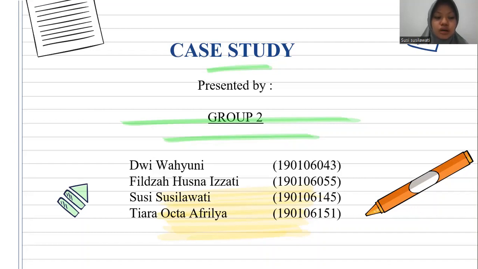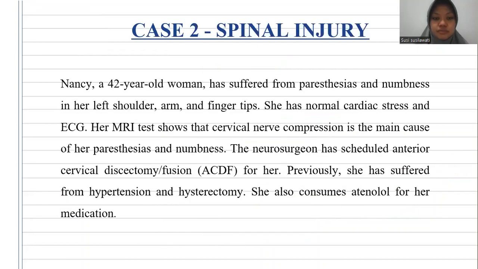I want to present the presentation today. Case study 2, spinal injury. Nancy, a 42-year-old woman, has suffered from paralysis and numbness in her left shoulder, arm, and fingertips.